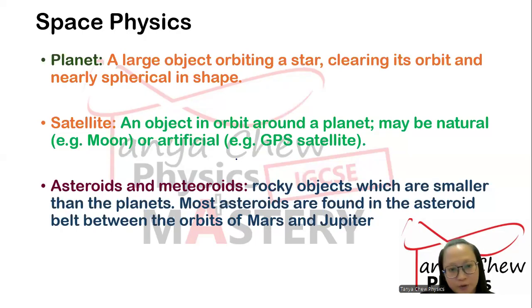Satellite, it is an object in orbit around a planet. It may be natural, like the natural satellite of Earth is the Moon, or artificial, like a GPS satellite, right? Asteroids and meteoroids are the rocky objects which are smaller than the planets, cannot be considered as a planet. And most of the asteroids are found in the asteroid belt between the orbits of Mars and Jupiter.